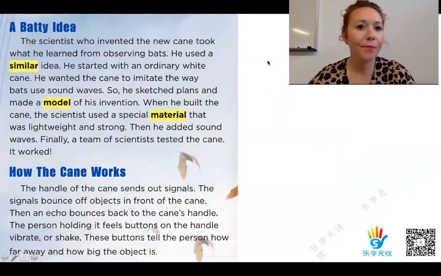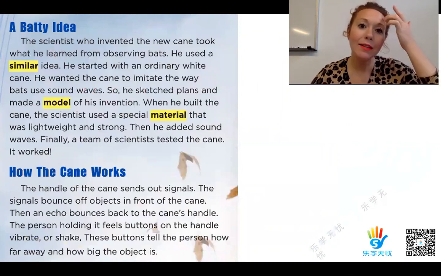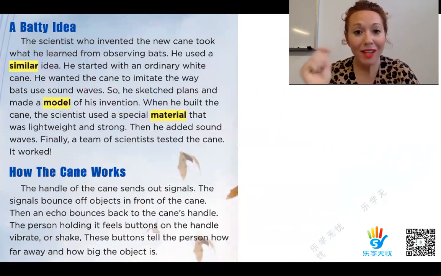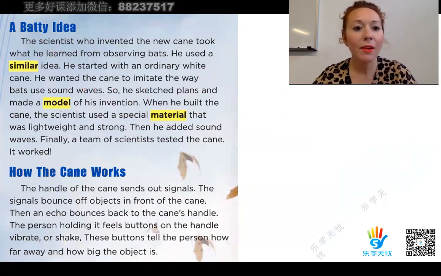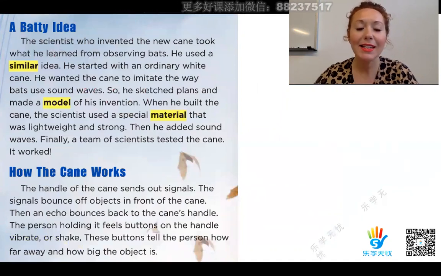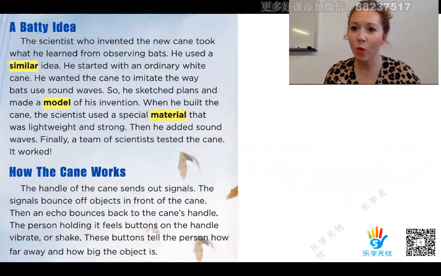A batty idea. The scientist who invented the new cane took what he learned from observing bats. He used a similar idea. He started with an ordinary white cane. He wanted the cane to imitate the way bats use sound waves. So he sketched plans and made a model of his invention. When he built the cane, the scientist used a special material that was lightweight and strong. Then he added sound waves. Finally, a team of scientists tested the cane. It worked.